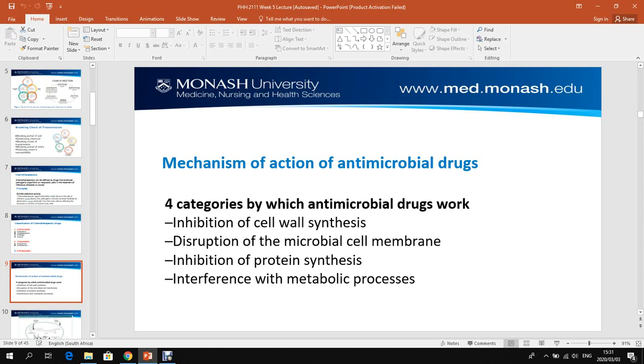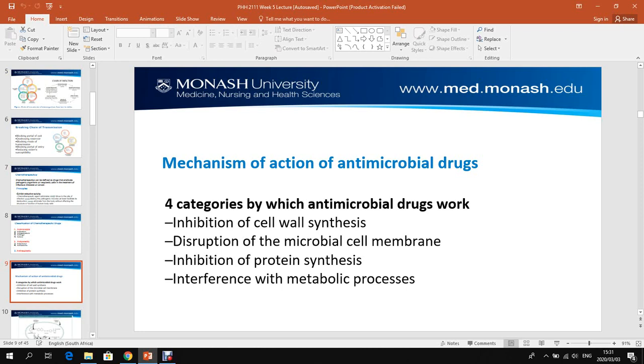The second category is drugs that disrupt the microbial cell membrane. So it's important to understand, for example, that the bacterial cell covering has, in the outer layer, a cell wall, and inside that layer is what we call the cell membrane, which is different from human cells, because human cells only have a cell membrane, they do not have a cell wall. So there are specific drugs that are designed to target such structures within the microbes.